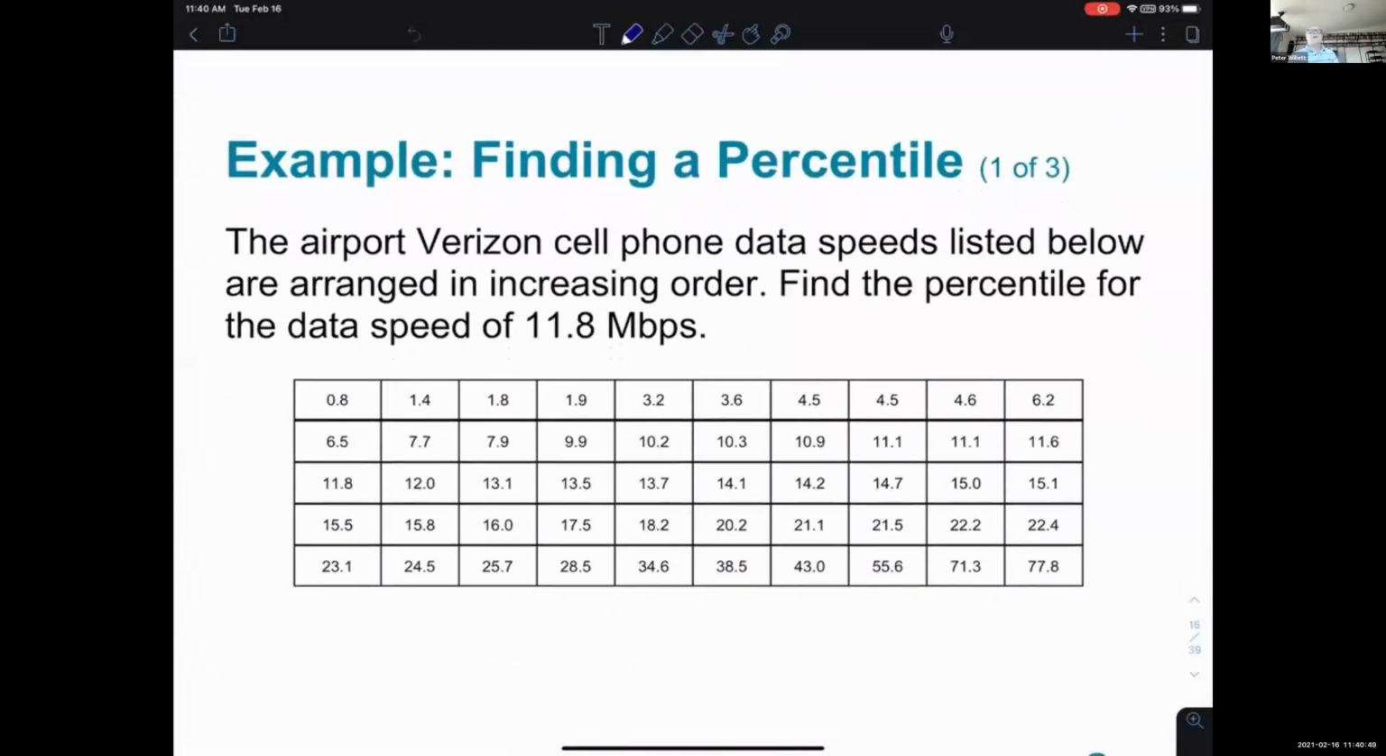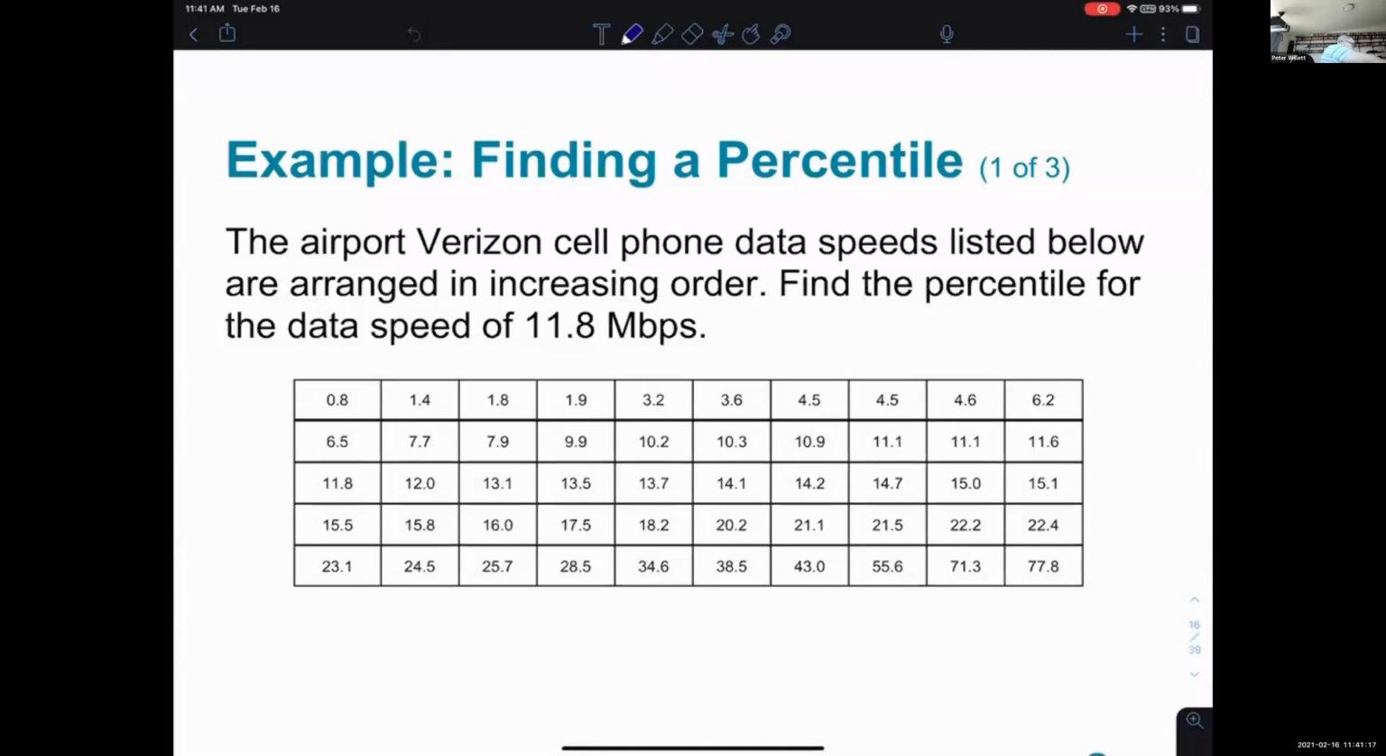But let's look at an example. So here they're giving us a data set, and if we tally these up, I think you'll see there are 50 data values here. This is a 5x10 rectangular set of data. And it says these are Airport Verizon cell phone data speeds listed below, and they're arranged in increasing order. That's very nice. They've made them smallest to biggest for us. Find the percentile for the data speed of 11.8 megabits per second.